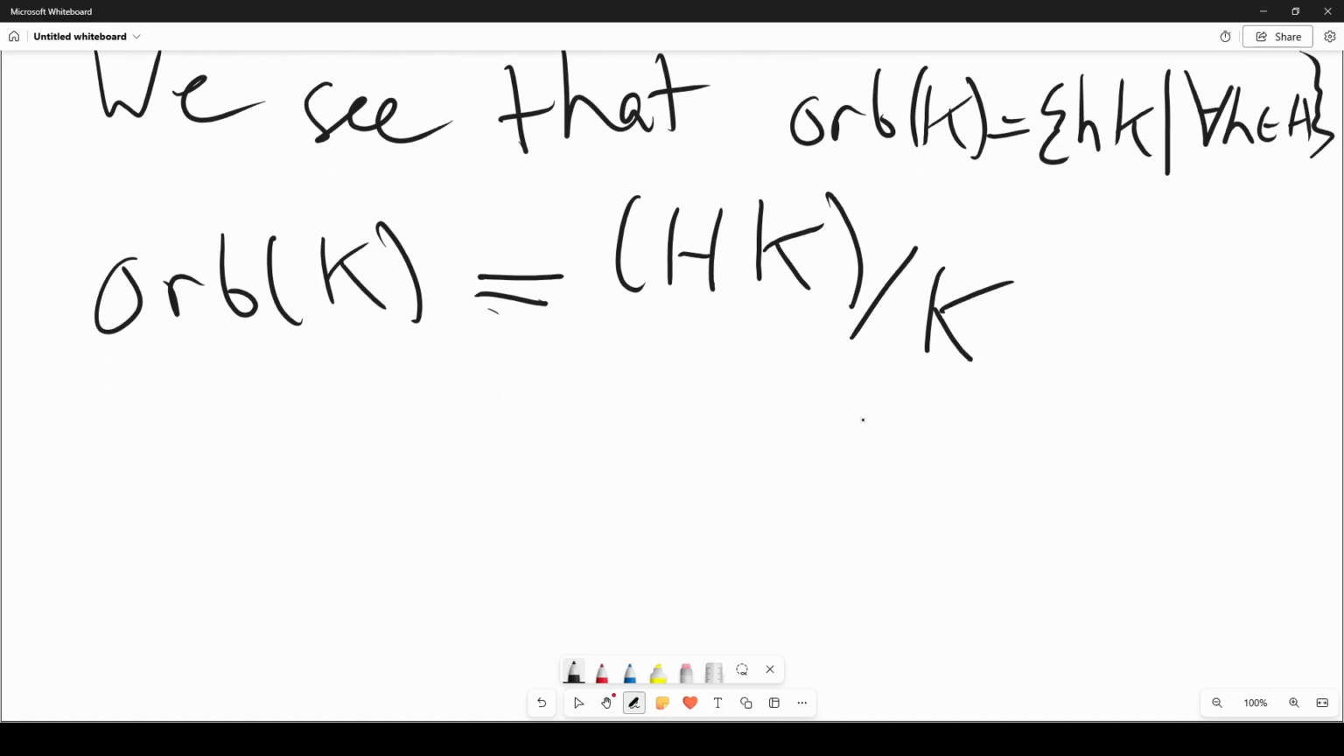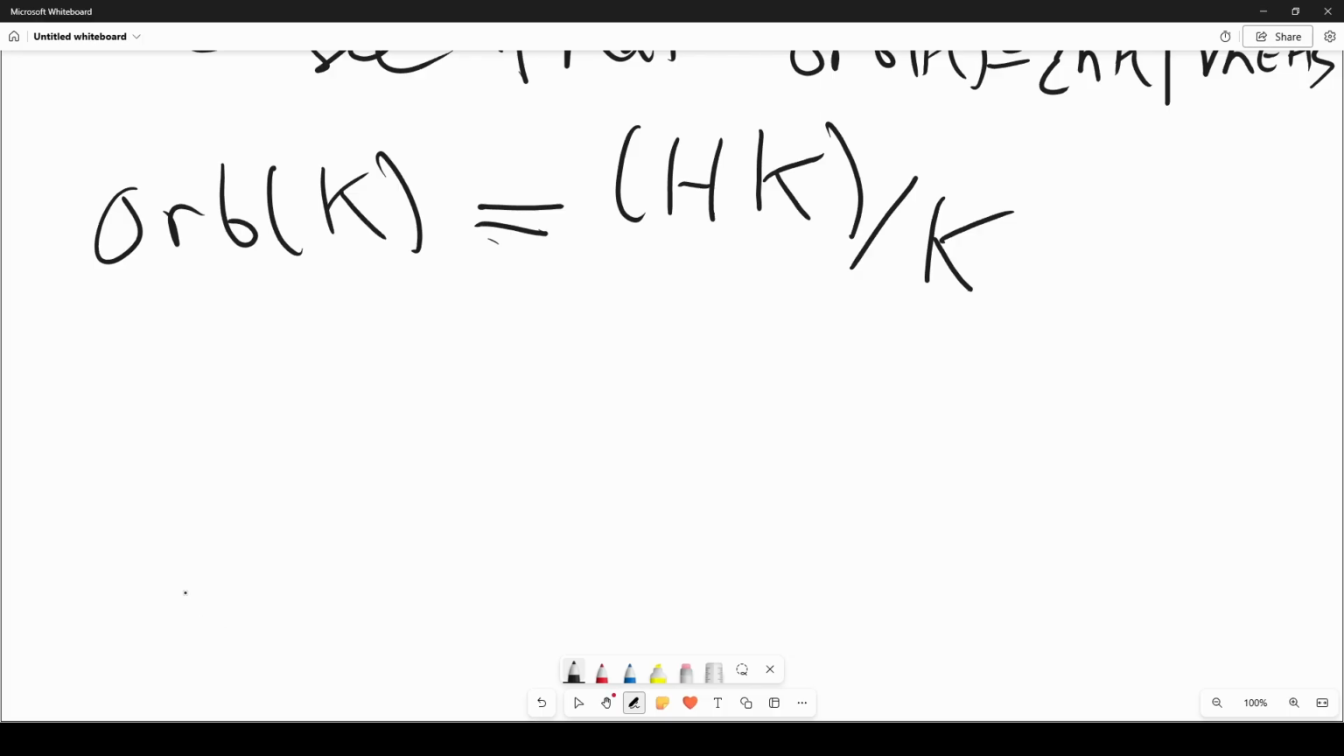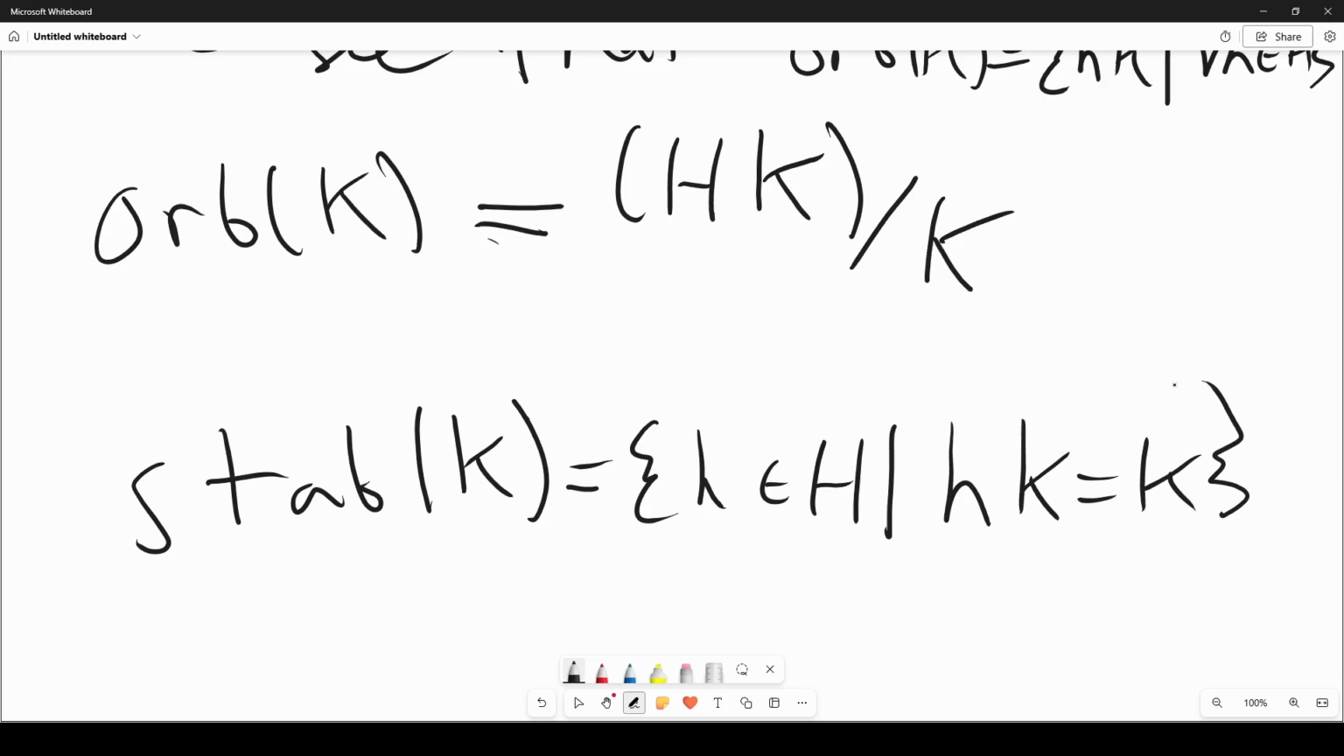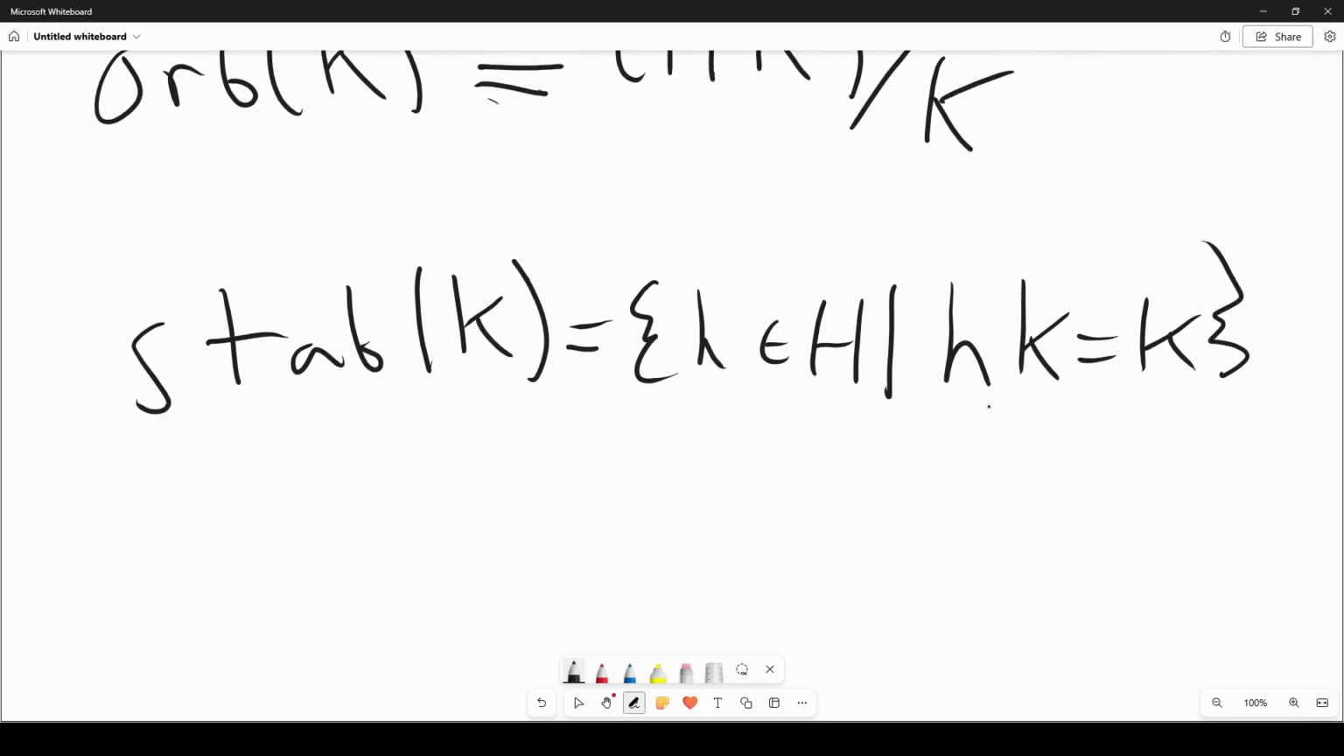Okay. Now let's find the stabilizer. I see that the stabilizer of K is going to be equal to those h in H such that hK equals K. Of course, when hK equals K, well, it just means that h has to be in K, right? So this is just equal to H intersect K, all those elements of H that are also in K.